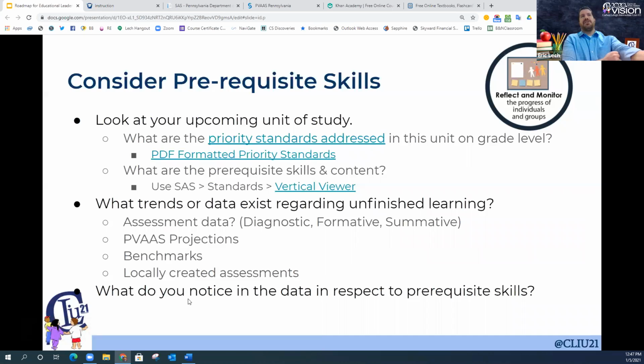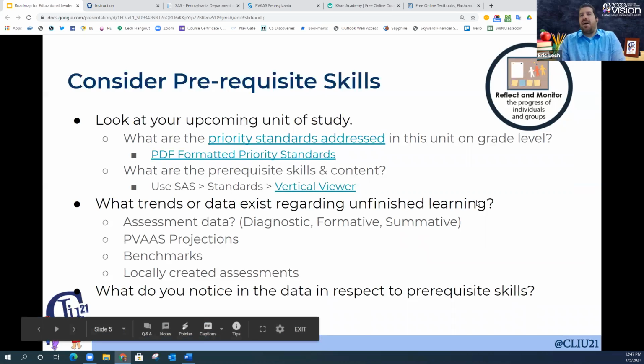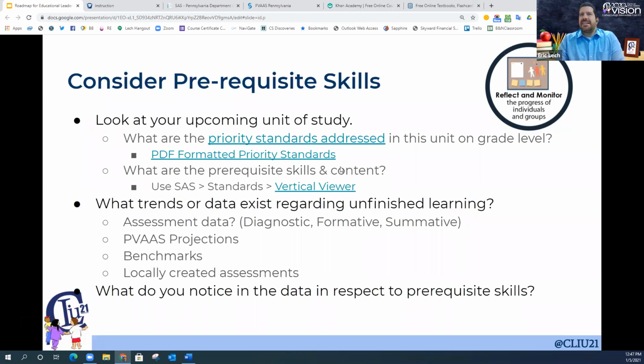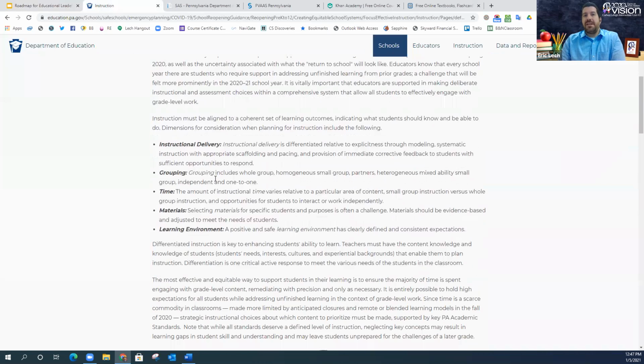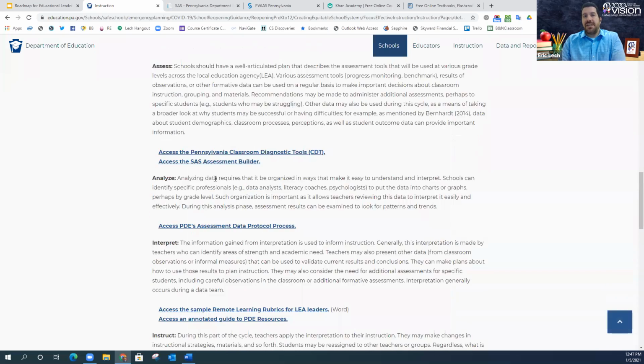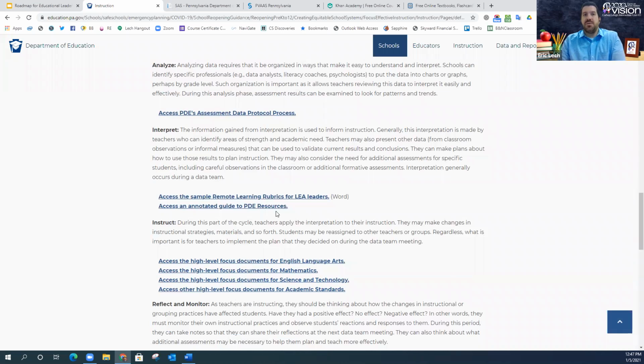So your first step as you begin this instructional planning process, and I often consider this almost a reflection tool as we think about the process of instructional planning, is to consider the prerequisite skills. Think about that upcoming unit, chapter, or component of study that you are planning for. What are some of the priority standards addressed in this unit that are on grade level? Please know that your state of Pennsylvania has identified some high focus standards for you to take a look at that may help you in determining where to focus your attention in instruction as you move forward.